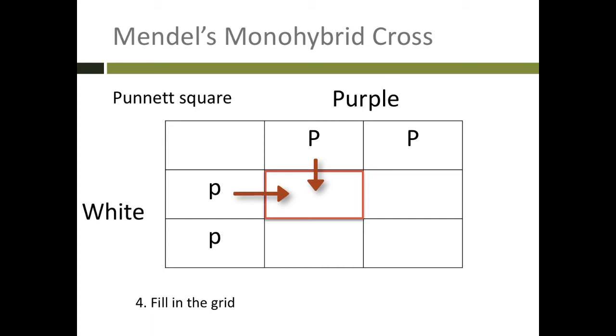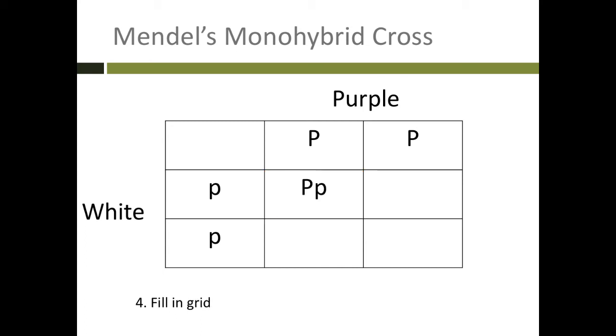By convention, you always place the dominant allele first. So in the first square, you would write big P, little p. Continue through the rest of the boxes, bringing down one allele from the top parent and one allele from the side parent. What we are doing here is simulating fertilization of the gametes. Once you have finished filling in the grid, all of the possible genetic outcomes are represented.